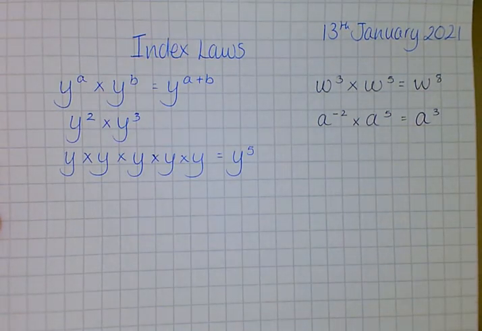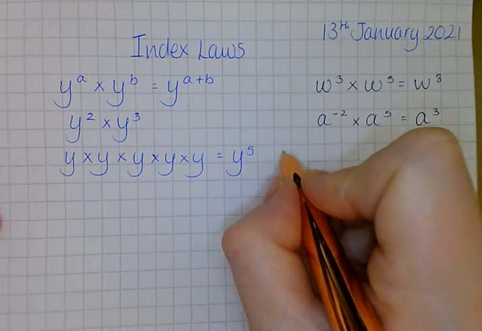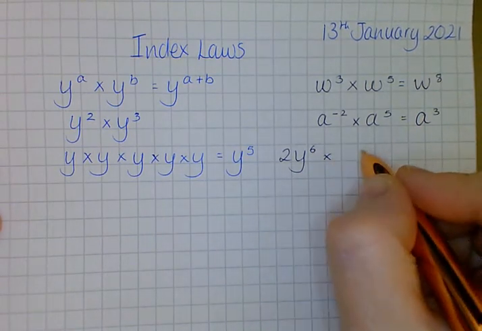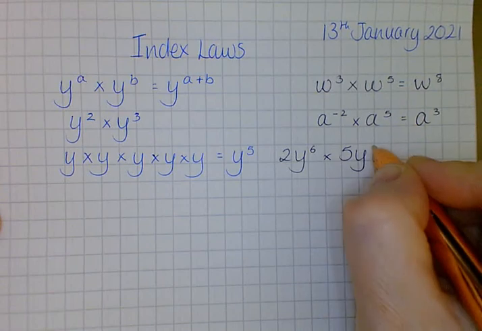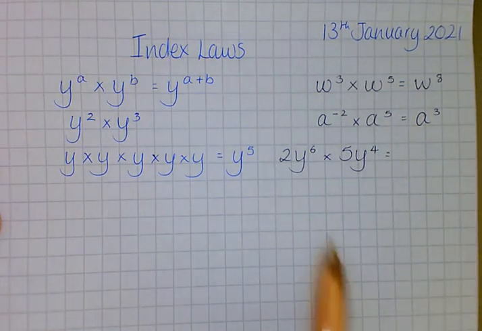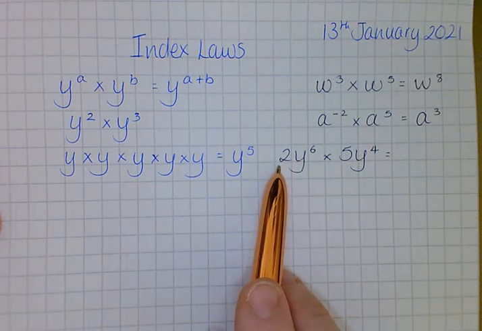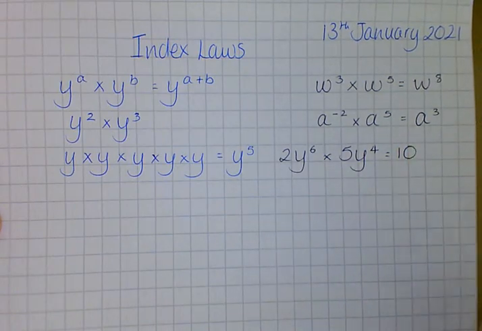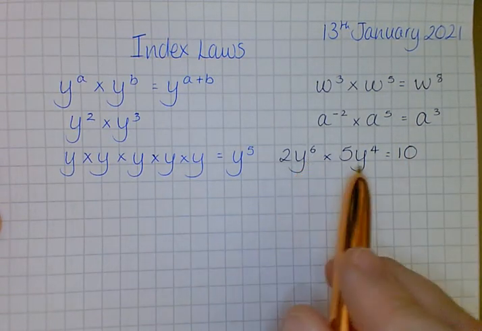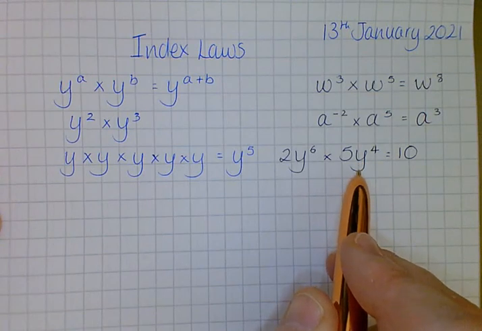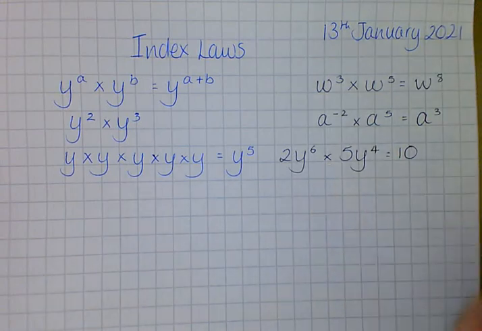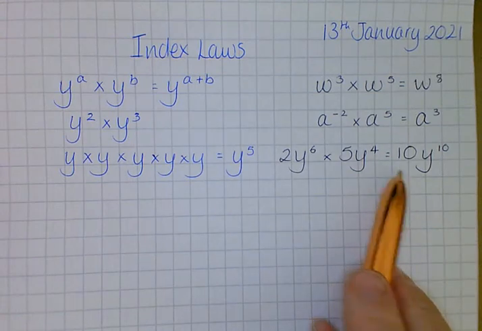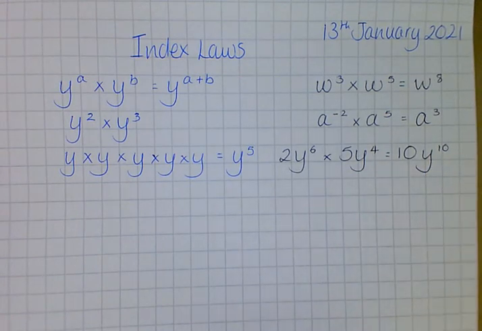Now sometimes we might also get numbers in front of the letters, so we might have something like 2 multiplied by y to the power of 6 multiplied by 5 times y to the power of 4. So with these numbers that are in front of the letters, we just multiply them as we usually would. So 2 times the 5 is going to give me 10. And then I've got y to the power of 6 multiplied by y to the power of 4. So in that example, I add the indices because we're multiplying. So it would be y to the power of 10. So my final answer would be 10 multiplied by y to the power of 10.